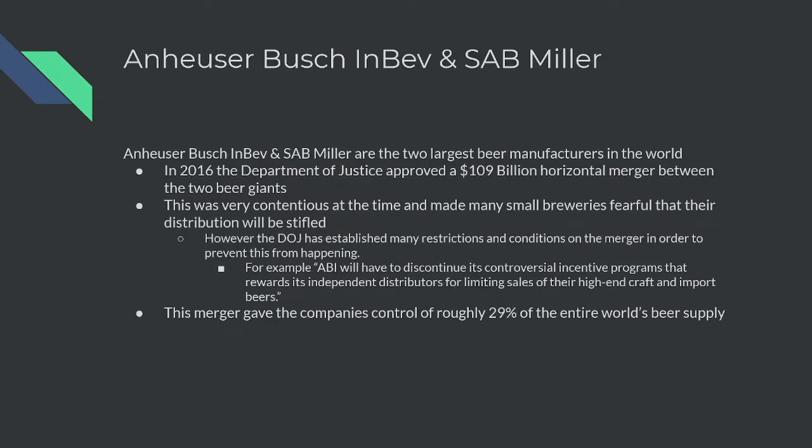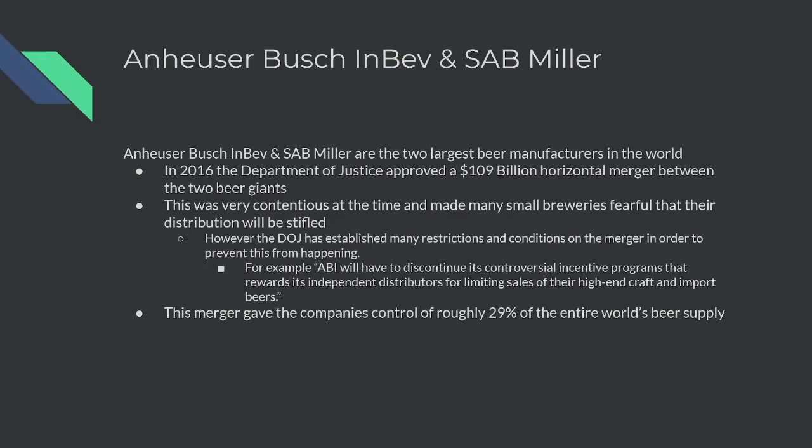The first case we'll be talking about is Anheuser-Busch InBev and SABMiller. Anheuser-Busch is known for brands such as Budweiser, Stella, and Busch, while SABMiller has more of an international presence and is known for brands like Miller, Peroni, and Pilsner. Anheuser-Busch InBev and SABMiller are the two largest beer manufacturers in the world. In 2016, the Department of Justice approved a $109 billion horizontal merger between the two beer giants.